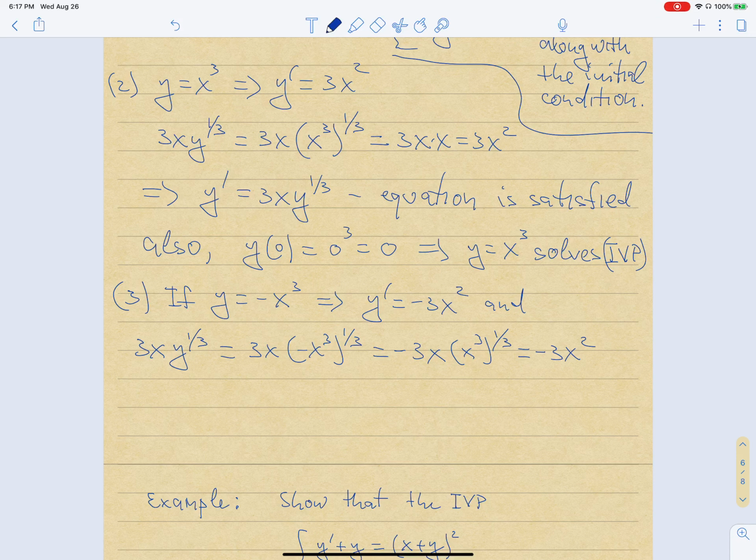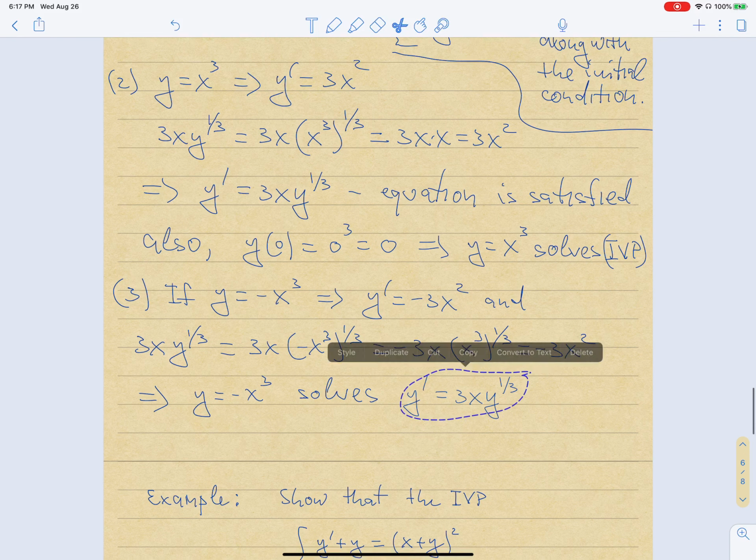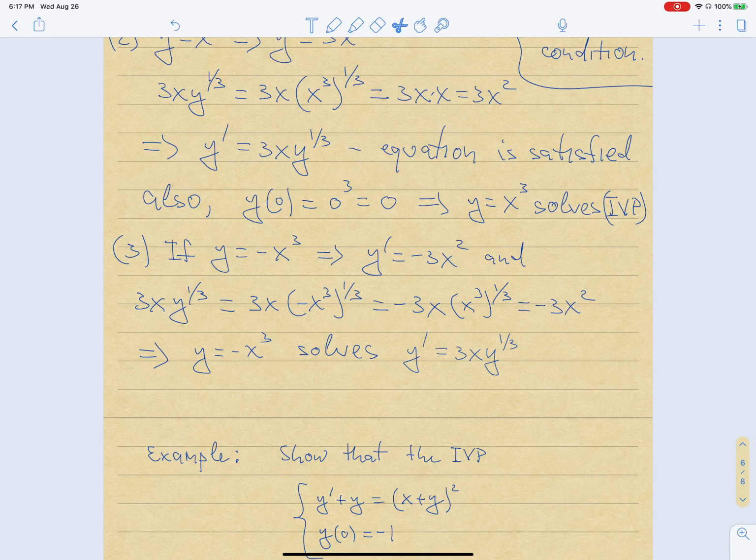And so immediately what we see is that y equal to minus x cubed also solves my equation up here. All right, so the equation is satisfied. And of course, minus 0 cubed is 0. So therefore, y equal to minus x cubed also satisfies the initial condition.